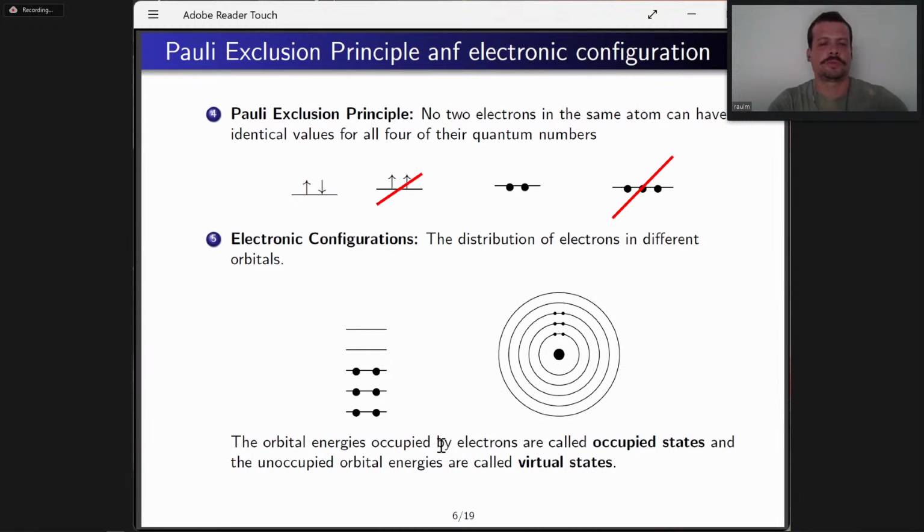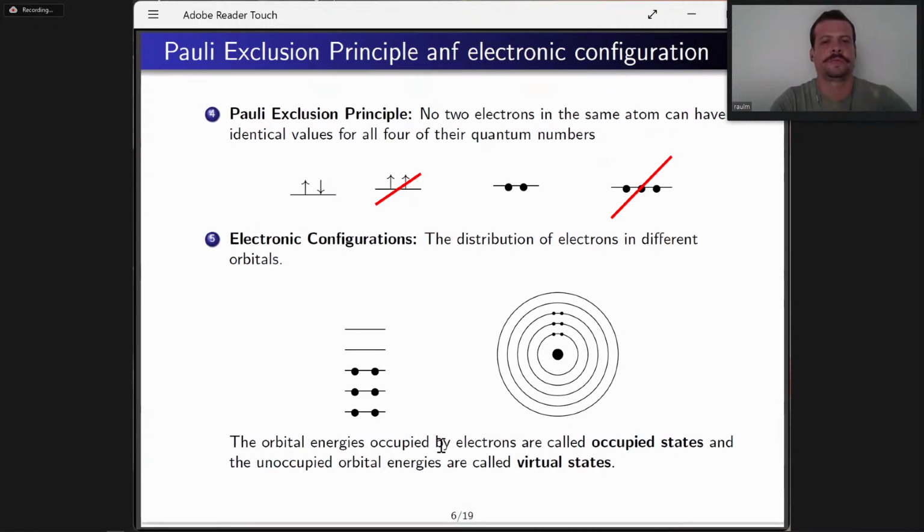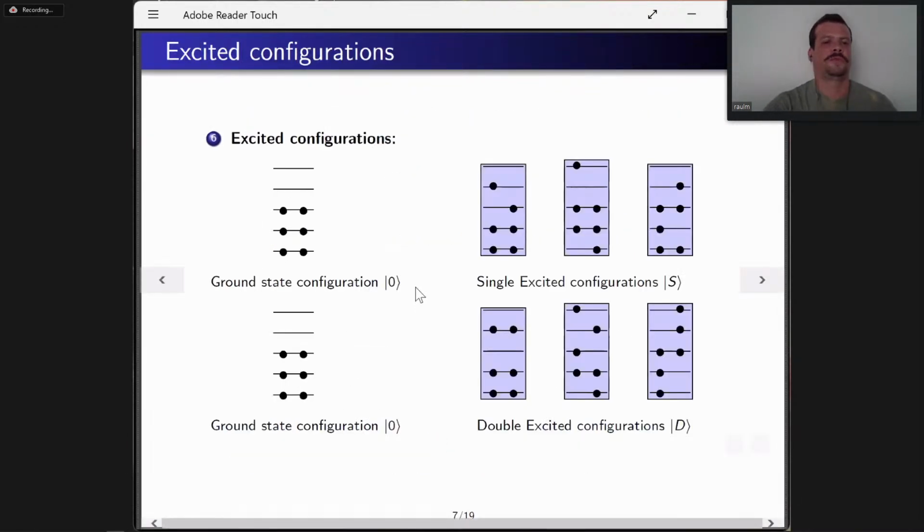But we can also represent different states. Again, if we start from a ground state configuration, we can perform jumps of these electrons. For example, we can make this electron in level 3 jump to level 4, and from level 1 to level 5. When we do this single jump, we say that we are obtaining single excited state configurations.